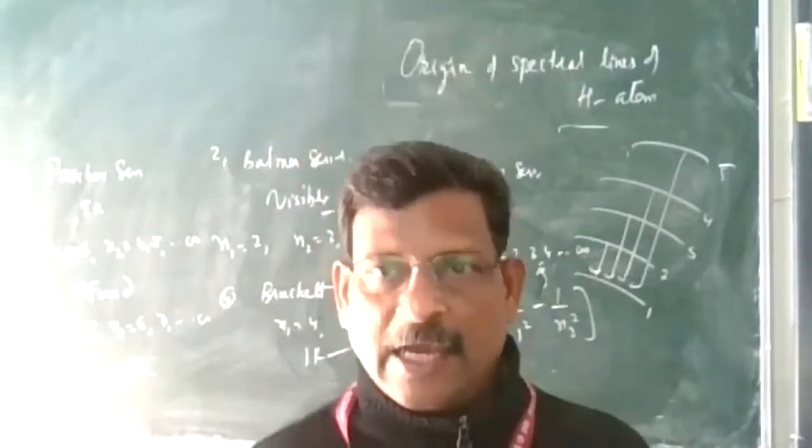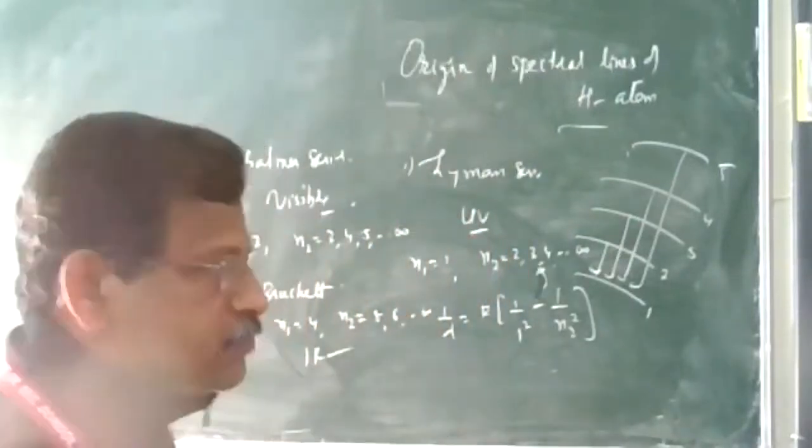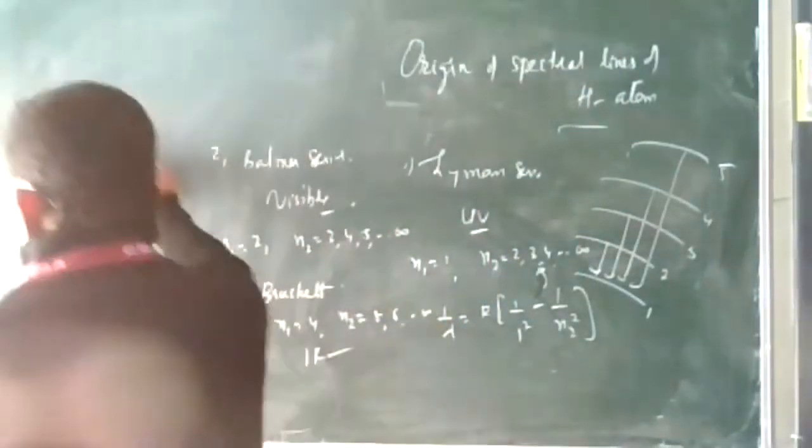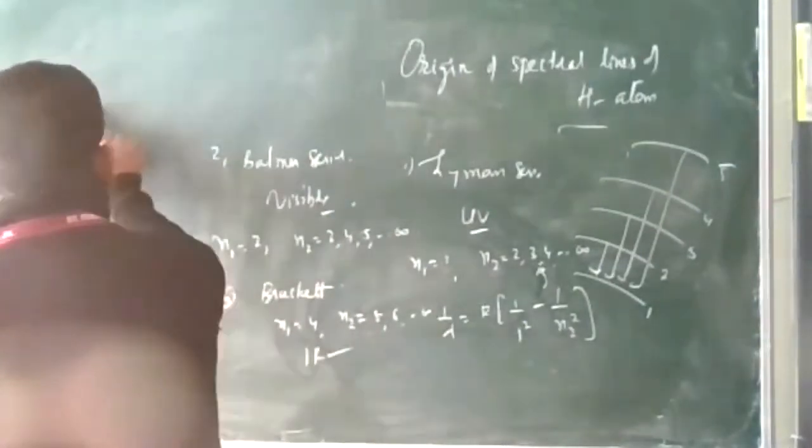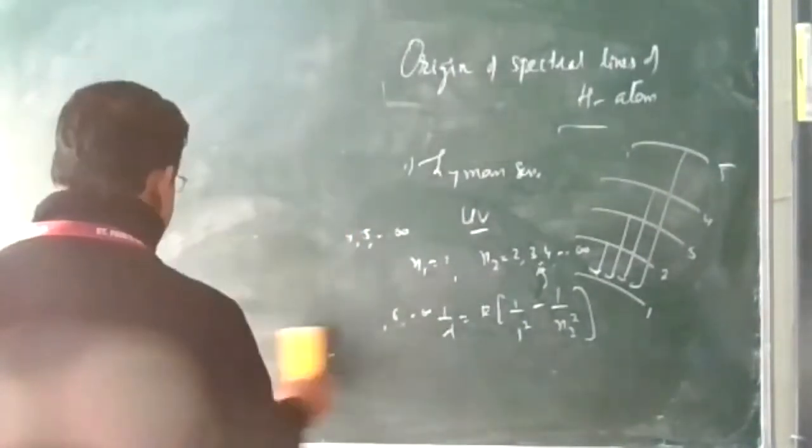And you can also draw an energy level diagram to show the different spectral series. In an energy level diagram, the y-axis shows the energies of the different levels.